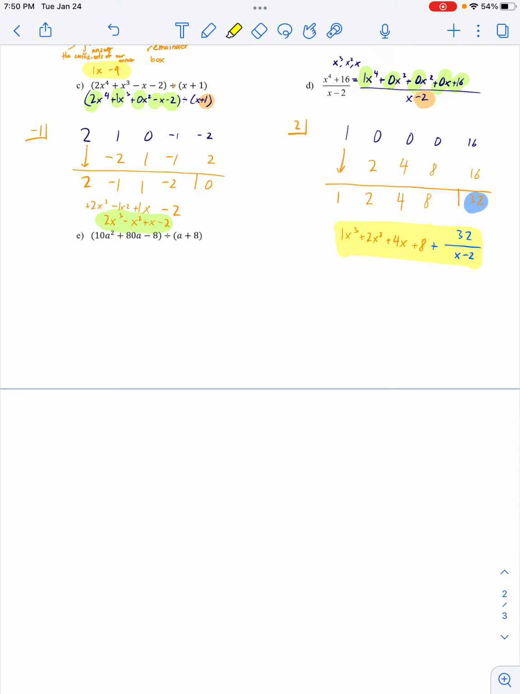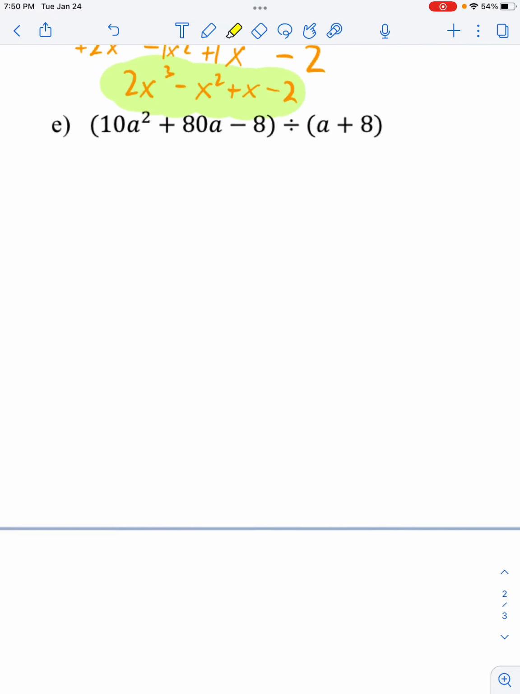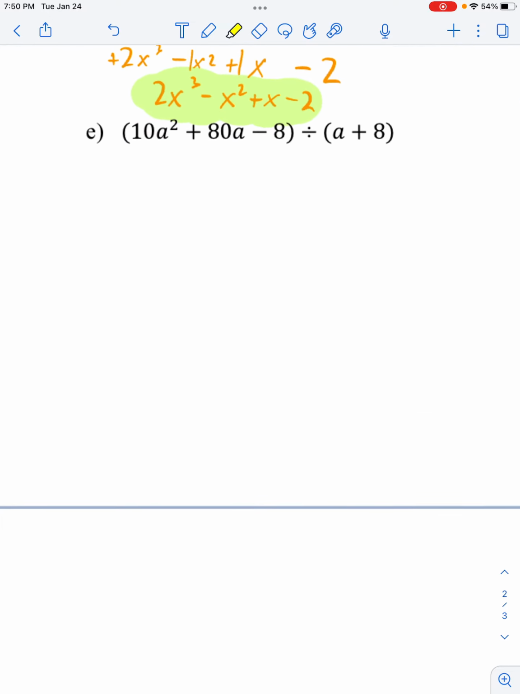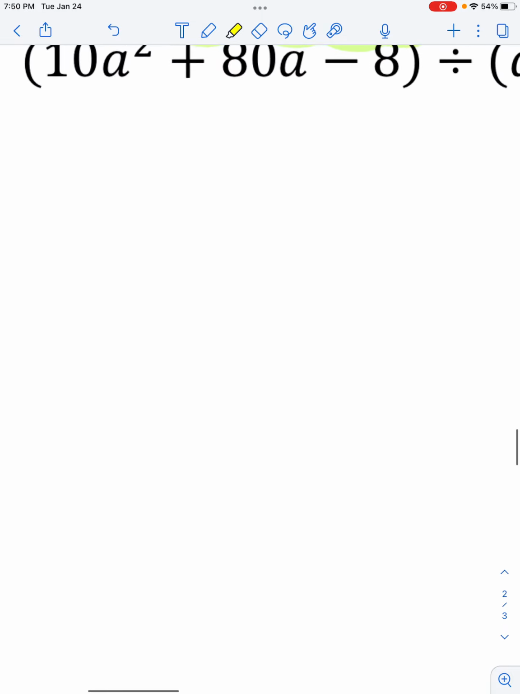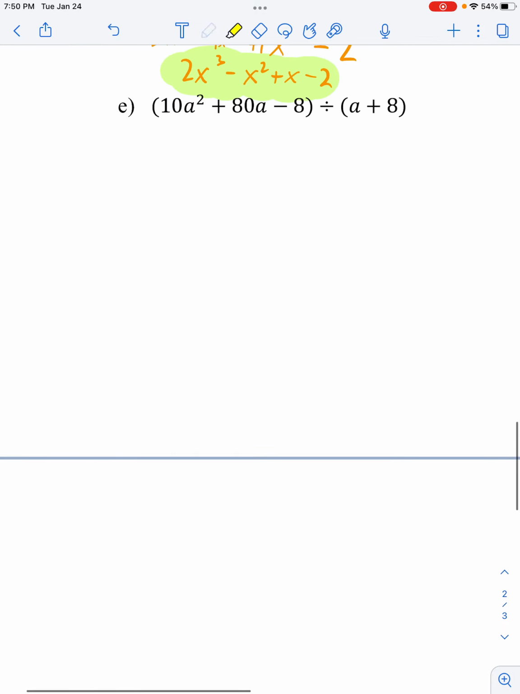Let's do E real quick. This one's not too bad. There's no missing terms in my dividend. So the way synthetic division works, I'm going to write down the coefficients of my dividend: 10, 80, and minus 8.